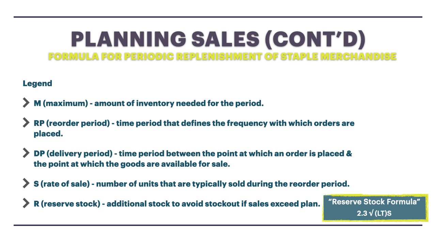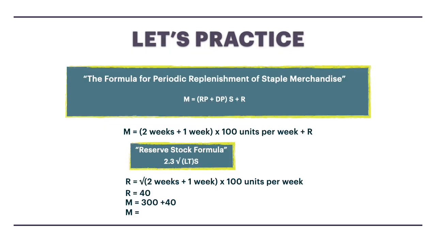Now with this method, there is an additional formula that you must use to figure your reserve stock. So basically that formula is to take the square root of LT times S and multiply that by 2.3. So the formula again for the periodic replenishment of staple merchandise is M equals RP plus DP times S plus R.